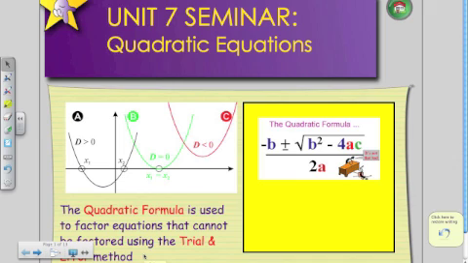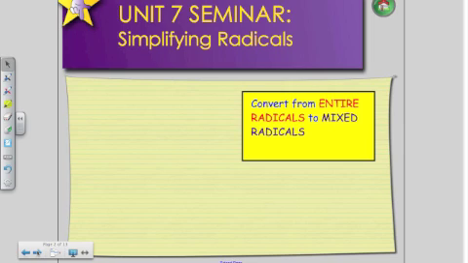Okay, so now we're going to focus on radical rules. So the first concept is going to be converting from an entire radical to a mixed radical. Now, an entire radical means a radical that has not been simplified, where everything is underneath the radical sign. So we need to learn how to convert from an entire radical to a mixed radical if we're going to simplify radical expressions, which means adding, subtracting, multiplying. So we reviewed this a little in grade 10.